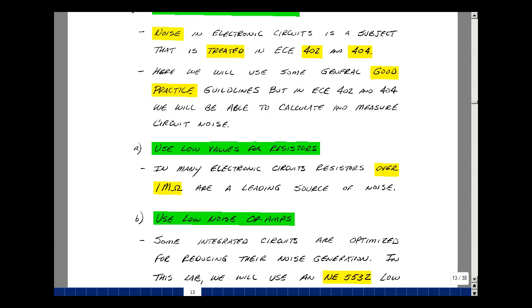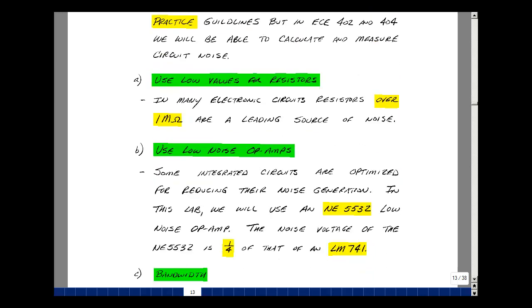As we mentioned previously, one way to reduce noise in a system is to use low-valued resistors. Low value being less than 1 megohm. Then the noise generated by the resistor will be small enough not to be noticeable in the system. Another thing to do is to use a low noise op amp. Op amps contain transistors and they also generate noise. Some integrated circuits are optimized to reduce their noise generation. In this lab, we're going to use a NE5532 low noise op amp, which is one of these devices. The noise that's generated by this op amp is about a quarter that of an LM741.